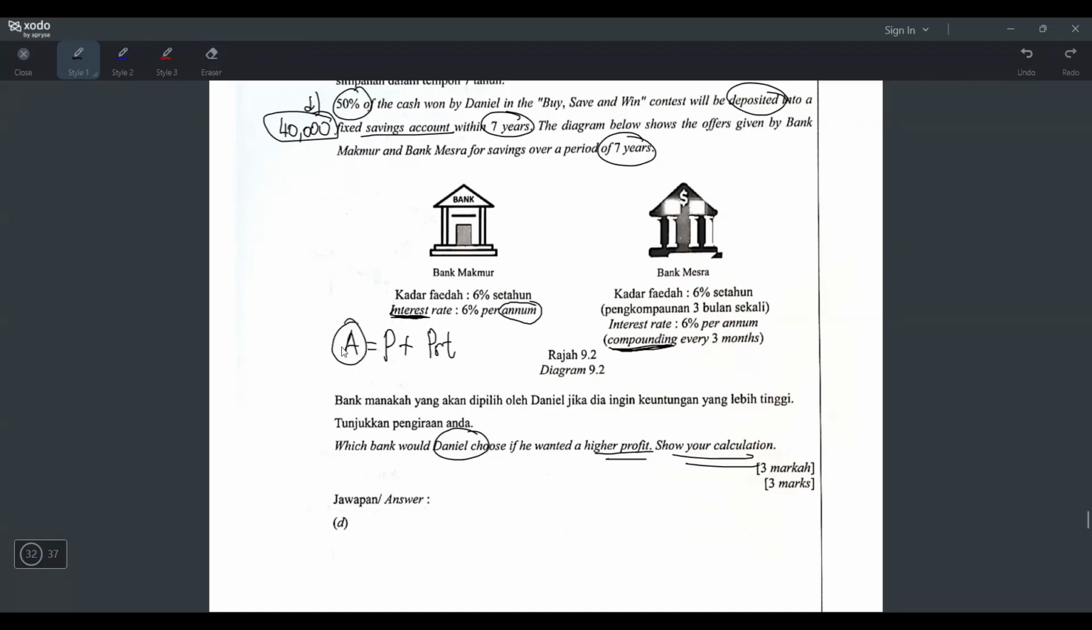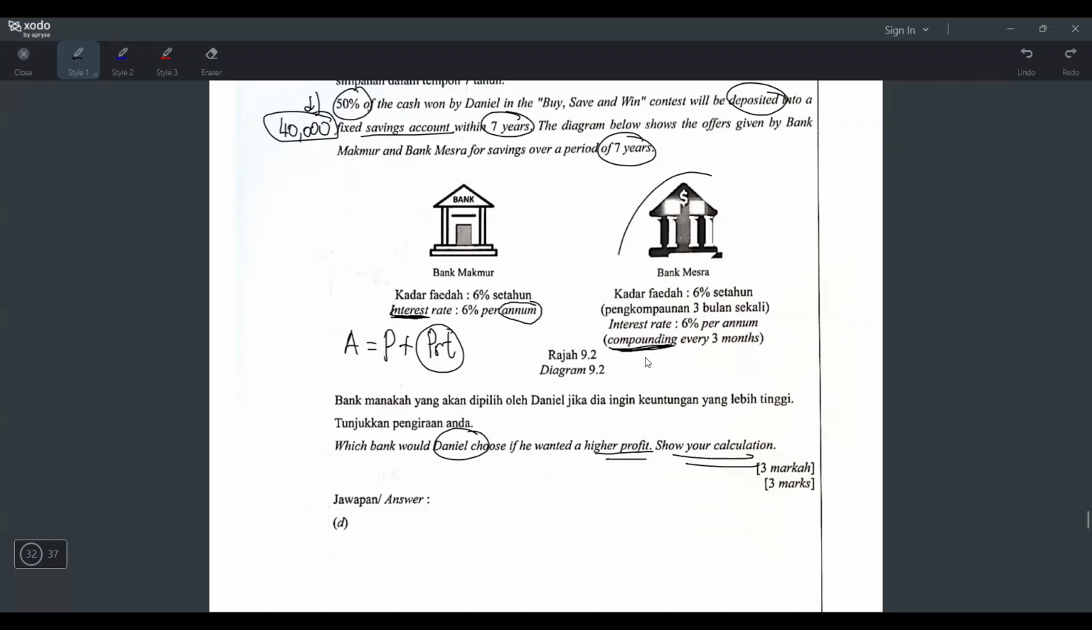Okay, A is the total lah, the ending amount. P is the starting amount, right? And then this is the formula for interest: I equals PRT, right? But you have to add the starting amount, then only you get the new amount, right?